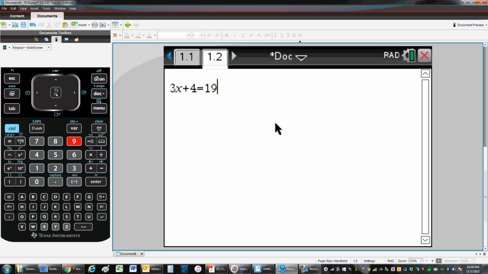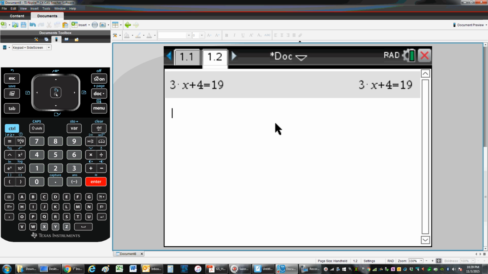So let's say we wanted to solve this. I know the CAS can solve it. You can go to menu and pick solve, and it would do it lickety-split, and it would have no problem with it. But maybe you want to show the student the steps through it. You know, it's a good visualization tool. So I just typed in my equation, 3x plus 4 equals 19.